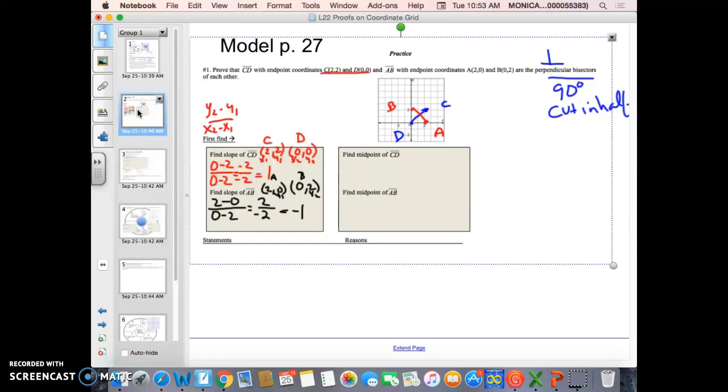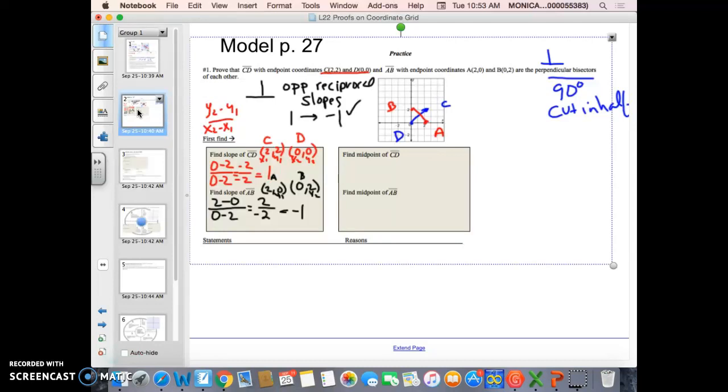And what you should notice is that for them to be perpendicular, they should have opposite reciprocal slopes, and you should remember this from Unit 1. So you've got 1 and negative 1, so check. That works out. They are perpendicular slopes.